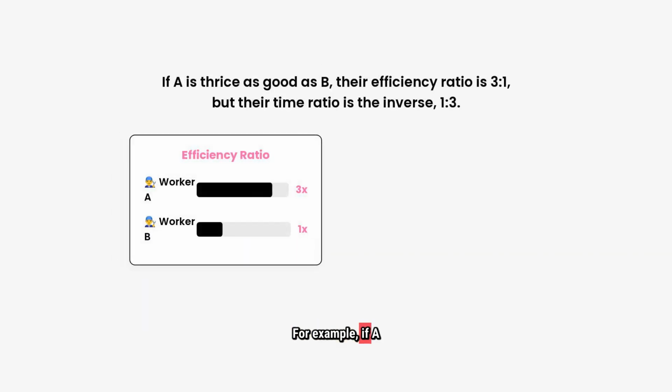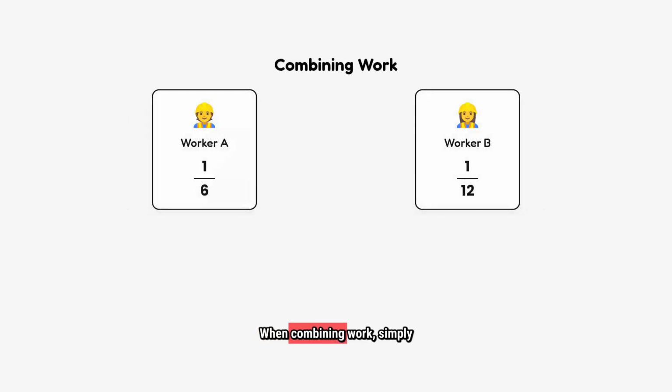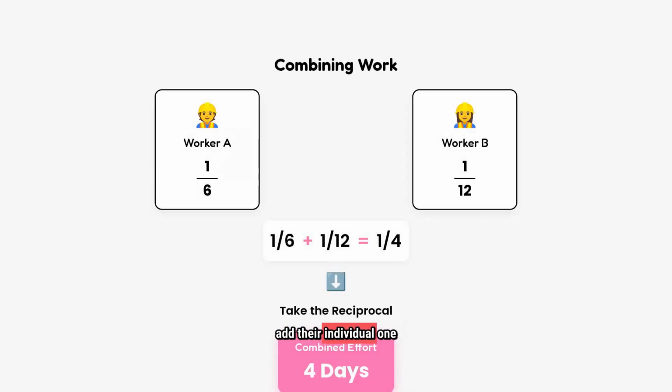For example, if A is thrice as good as B, their efficiency ratio is 3:1, but their time ratio is the inverse, 1:3. When combining work, simply add their individual 1 day's work, then take the reciprocal to find the total days for combined effort.